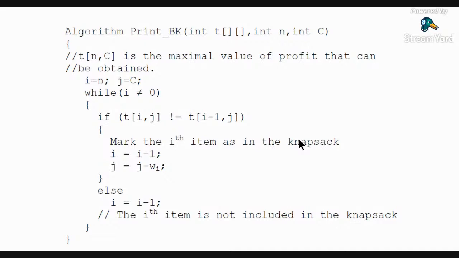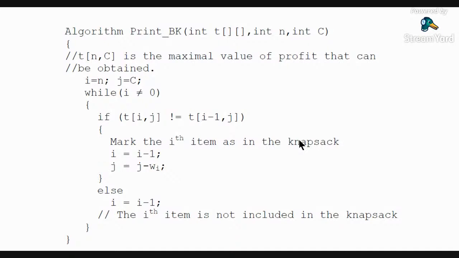What does it mean? If that object is already included, then j should be reduced. j is initialized to the knapsack capacity. Now if the object is included, then j should be updated, j is equal to j minus wi. It holds the remaining knapsack capacity. So the variable j indicates the remaining knapsack capacity each and every time.